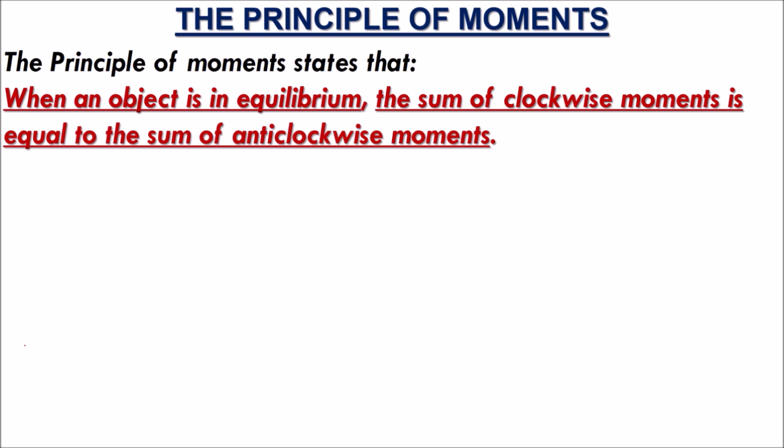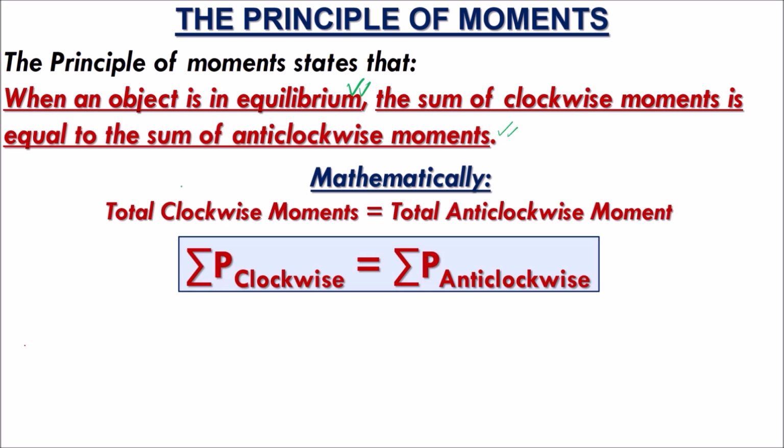The first part, when an object is in equilibrium, only holds for an object in equilibrium. The second part, the sum of clockwise moments is equal to the sum of anticlockwise moments. So you should present both parts if this question happens to be examined. Now, mathematically, the term sum means total. So total clockwise moments is equal to total anticlockwise moments.